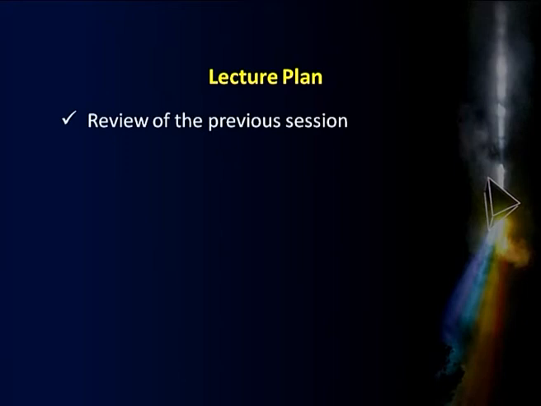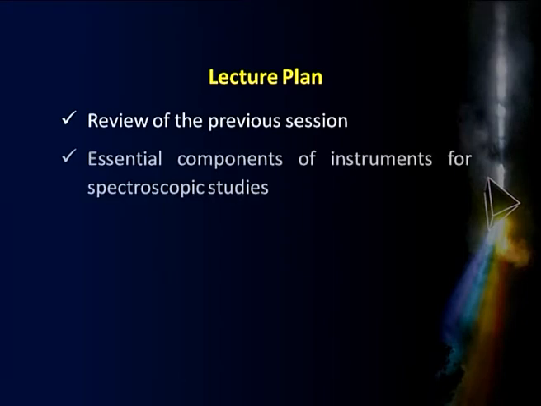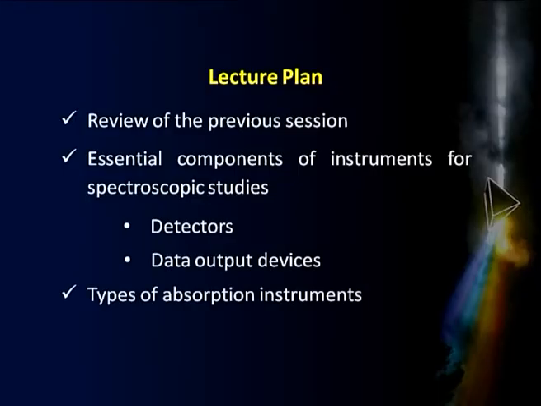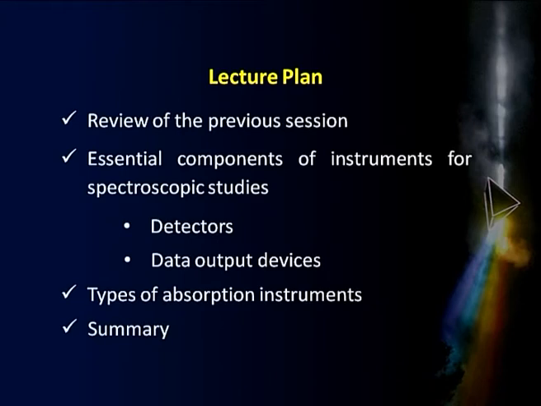Today's session is planned as follows: quickly we will try to recall what we did in the previous session. Thereafter, we will again recall what the essential components of an instrument used for spectroscopy studies are, and in this our understanding will start with the detectors, followed by the data output devices. What kind of devices are used for taking out the data? How do I get a spectrum that I want to make use of? And then we will take up different types of absorption instruments used for the purpose. In this context, we will talk about 2-3 different types of instruments, and towards the end we will sum up what we do today.